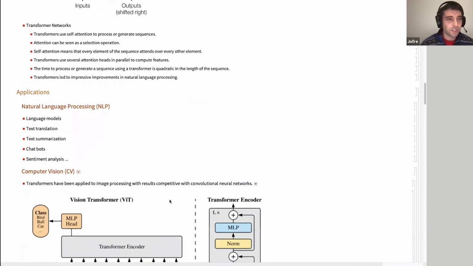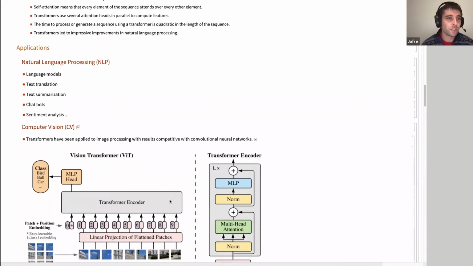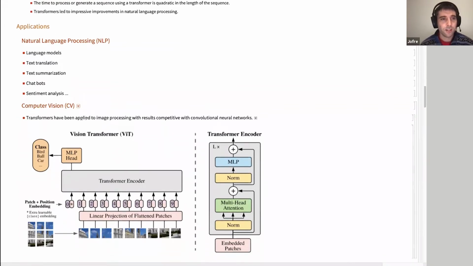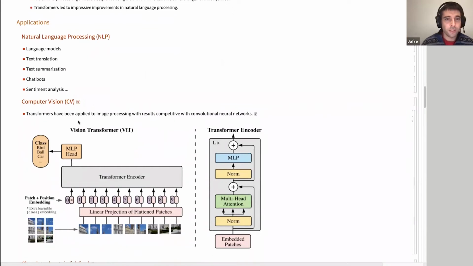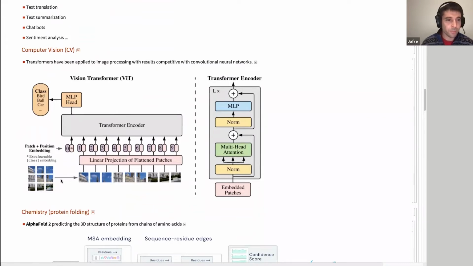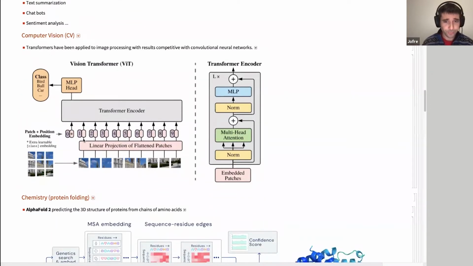So some other applications for the transformers have been mainly in natural language processing. They have been state-of-the-art models lately, like language models, text translation, text summarization, chatbots, sentiment analysis. Recently, there have been some transformers also introduced into the computer vision research field. These are also competitive with the more used convolutional neural networks. And the basic idea is to transform an image into a sequence of patches, preserving also the position.